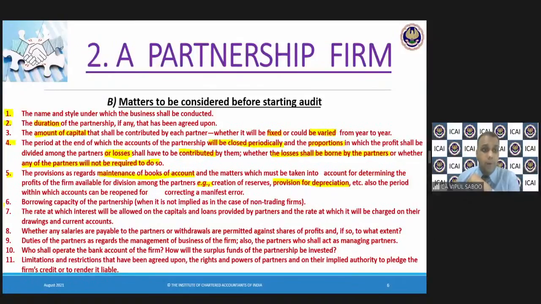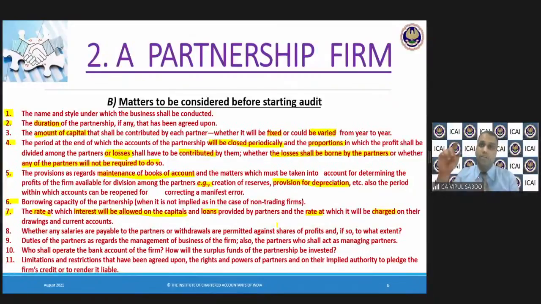Borrowing capacity of the partnership, right? When it is not implied, what is the limit up to which the particular partner representing the firm can borrow from the market or from financial institutions? Very important point, the seventh point. The rate at which interest would be allowed on capitals and loans. Capital contributed by the partners, loan provided by the partners, and the rate at which it will charge their drawings and current accounts. A partner has taken a loan or made withdrawals, right? So what is the rate at which the partnership is going to pay the partners interest, and what is the rate at which it is going to charge?